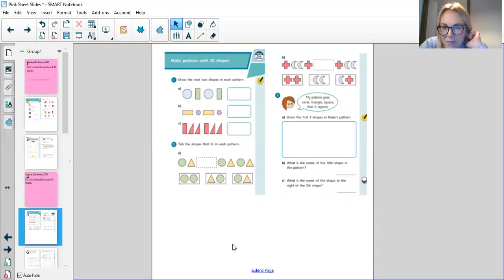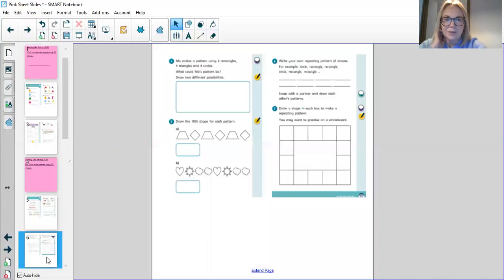And then following on from that, what is the 10th shape in Rosie's pattern? And what is the name of the shape to the right of the 5th shape? Okay, so that would be your 6th shape. What shape would be in that pattern? Okay, so it's a little bit trickier. You need to follow the instructions that Rosie is giving you in the speech bubble. And then moving on, okay.